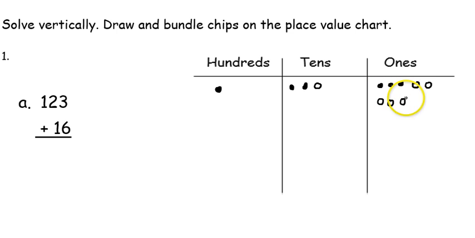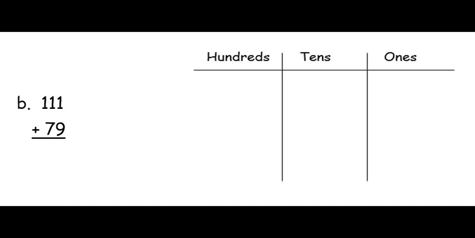I'm drawing my disks in rows of 5 so I can count the disks faster than having to count them one by one. So I have my one group of 10 and my 6 ones. That helps me see that my final answer is 100, 3 tens, and 9 ones, because I can see those disks directly on the place value chart. Let's look at another example.